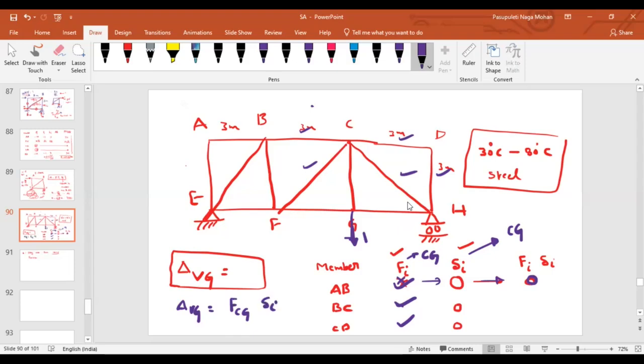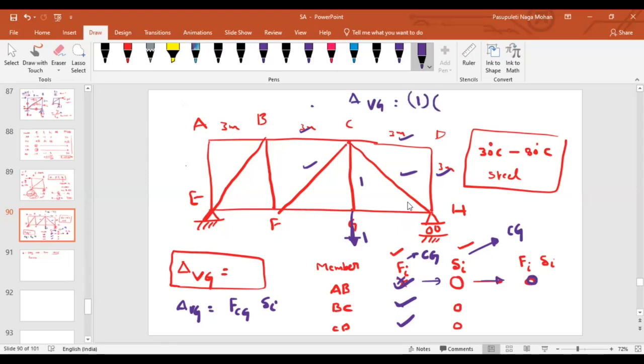Tell me, what is the force in this member? Because there is a unit load here. What is the force in this member? Can you tell me? 1. So what is the vertical deflection at Z? Because of the unit force, what is the value? 1. Because of the temperature change.